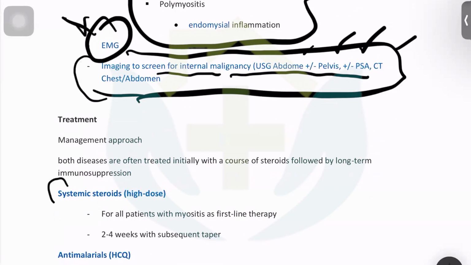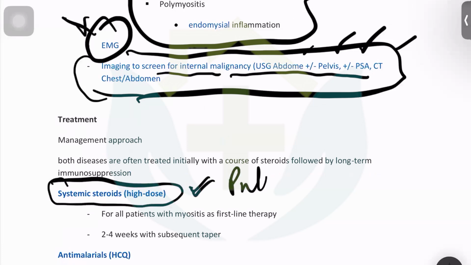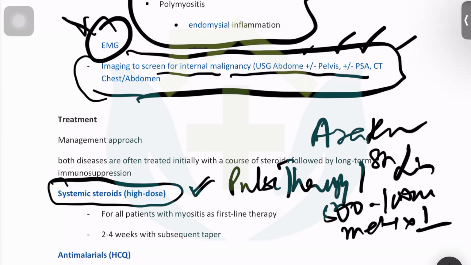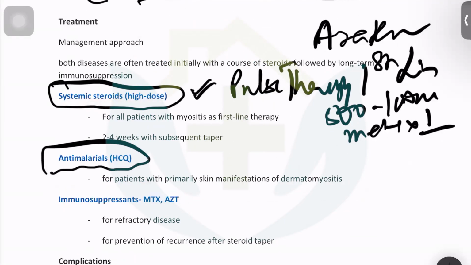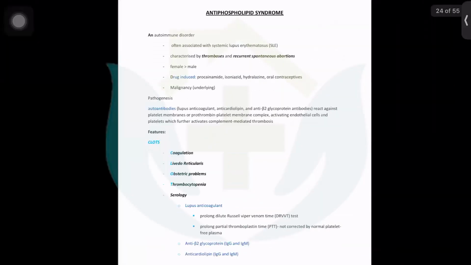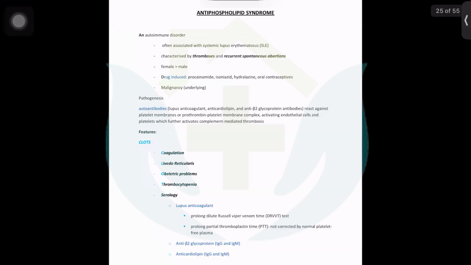Management approach: all the patients should be started on high dose steroid pulse therapy. So pulse therapy is the first line management. You give 500 to 1000 milligrams of methylprednisolone for 3 days and then continue on oral steroids, eventually on azathioprine and antimalarials. Wherever skin is involved more, like in dermatomyositis, skin manifestations are helped by antimalarials. Methotrexate and azathioprine are for refractory disease and prevention of recurrence after steroid taper. Cardiomyopathy is the major complication. Is it clear, dermatomyositis and polymyositis?